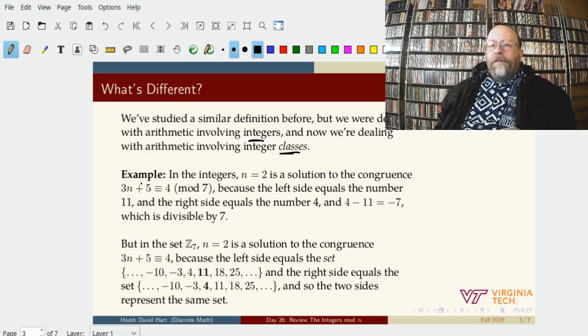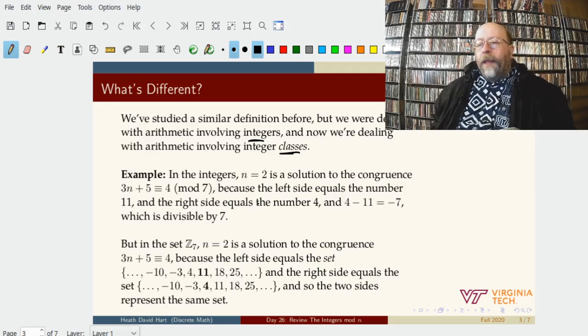I look at this congruence, 3n plus 5 is equivalent to 4 mod 7. n equals 2 is the solution because on the left side, 3 times 2 is 6, 6 plus 5 is 11, and the right side is the number 4. 4 minus 11 is negative 7, and that's divisible by 7. I'm looking at a number on the left and a number on the right, and the difference between those numbers is a multiple of 7.